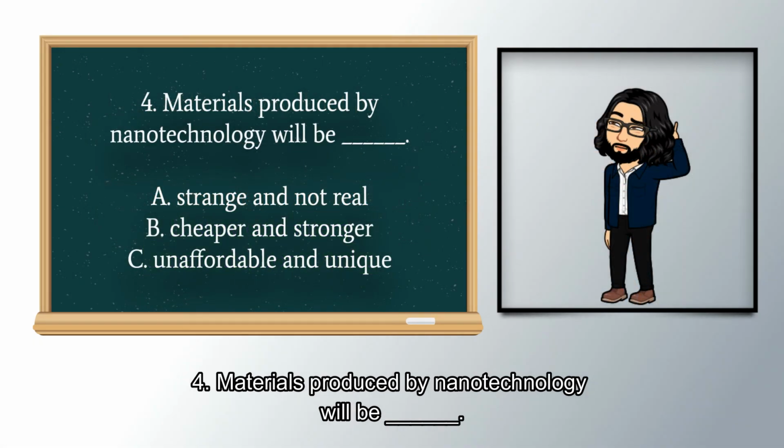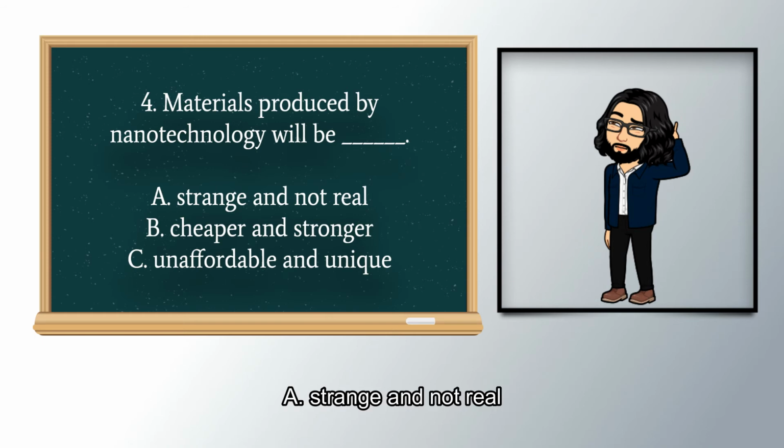Materials produced by nanotechnology will be A. Strange and not real. B. Cheaper and stronger. Or C. Unaffordable and unique.